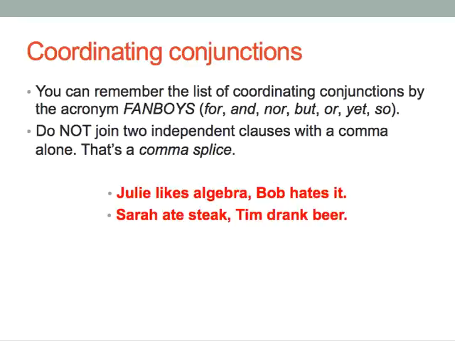You can remember the list of coordinating conjunctions by the acronym FANBOYS, F-A-N-B-O-Y-S. So that's for, and, nor, but, or, yet, and so. When you see any of those seven coordinating conjunctions, you know you're probably looking at a compound sentence being used, two independent clauses put together.